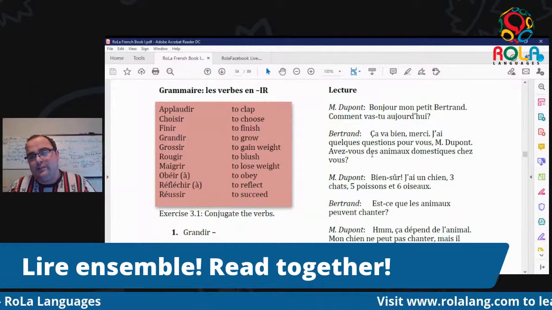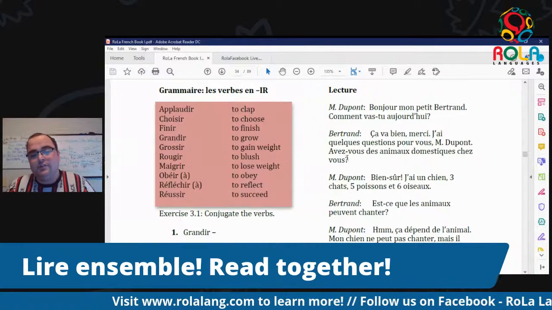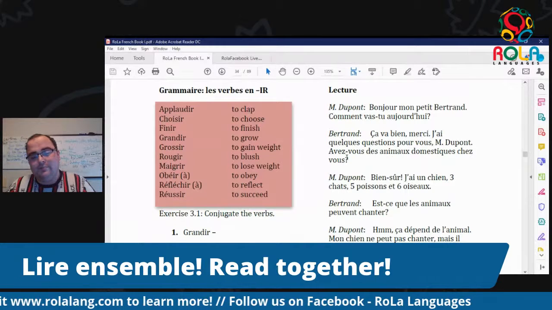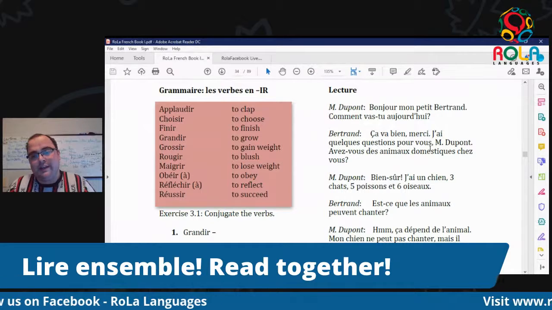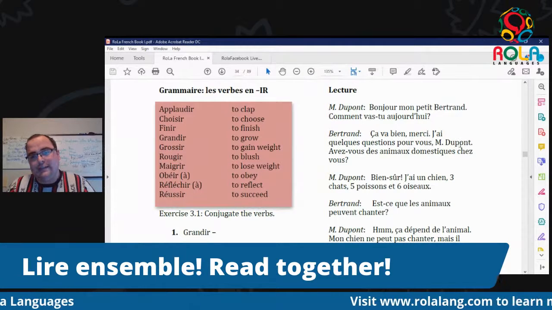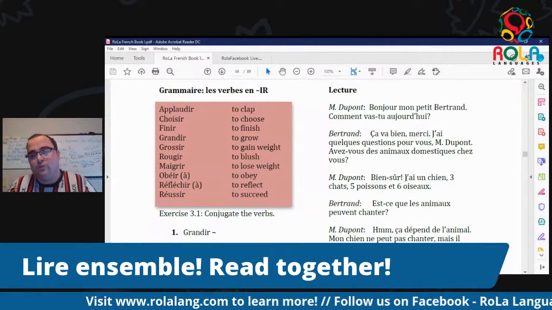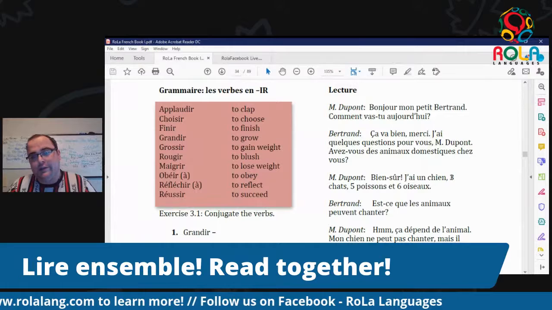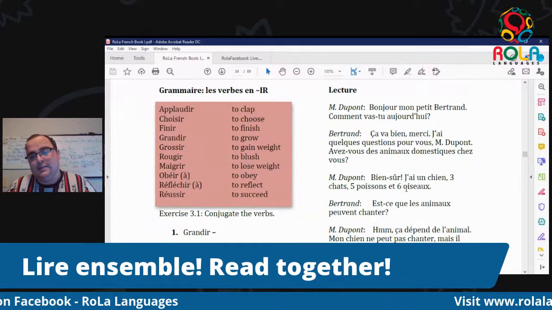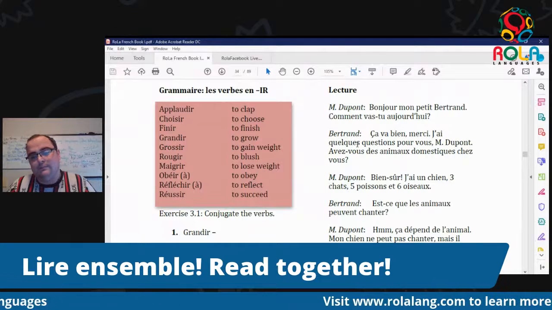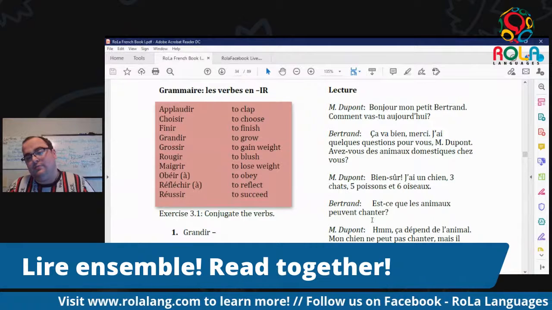Monsieur Dupont. Avez-vous des animaux domestiques chez vous? So notice he's saying vous again. So we know that he's showing a level of respect for Monsieur Dupont. Avez-vous, do you have domestic animals chez vous? Chez means at the house of you, basically. Monsieur Dupont: Bien sûr, j'ai un chien, I have a dog, 3 chats, 3 cats, 5 poissons, 5 fish, et 6 oiseaux, and 6 birds. Bertrand dit. Bertrand says. Est-ce que les animaux peuvent chanter?